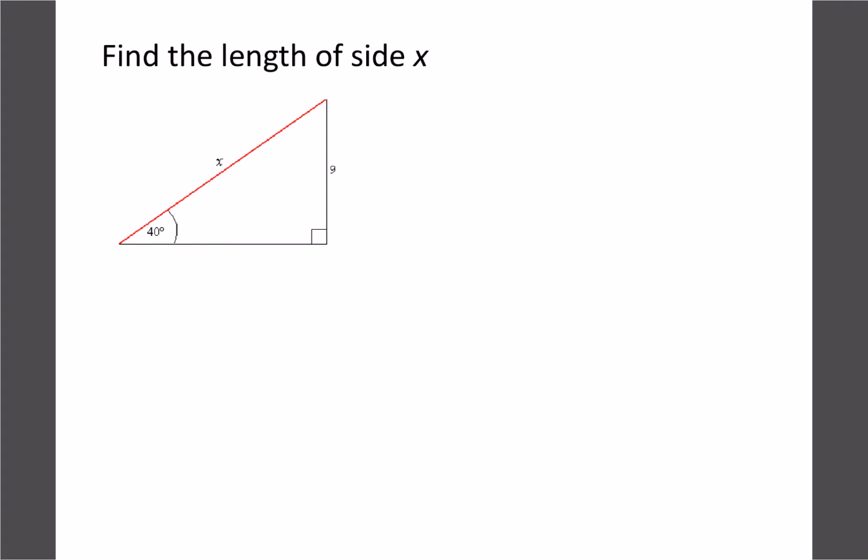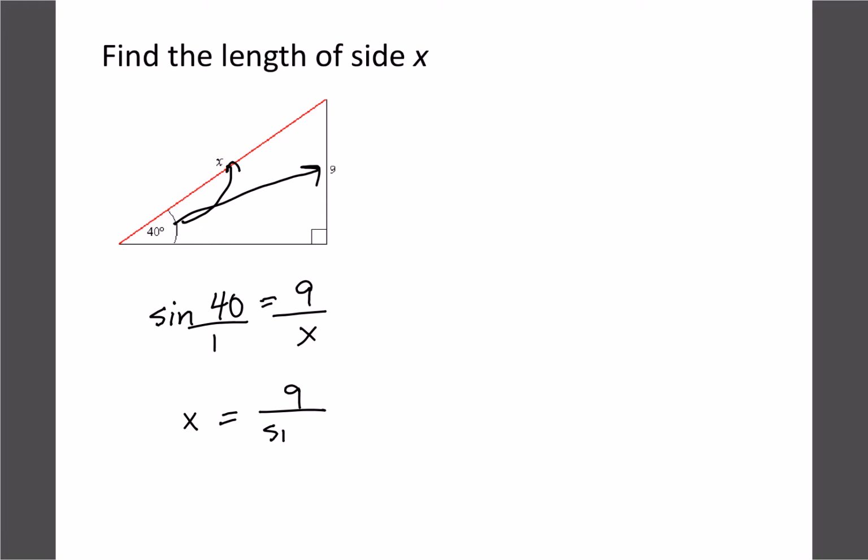Okay, let's try another one. So here we've got 40 degrees, so our opposite side is 9, and in this case our adjacent is unknown, but we're looking for our hypotenuse being x. So we've got opposite over hypotenuse, so we would use sine. So sine 40 would be 9 over x. This time when we cross multiply, we'd have 9 times 1, which is 9, and then we would divide by sine 40. So just be a little bit careful when you're solving these, that you get your multiplying and dividing done correctly. So 9 divided by sine 40 gives us 14 in this case.